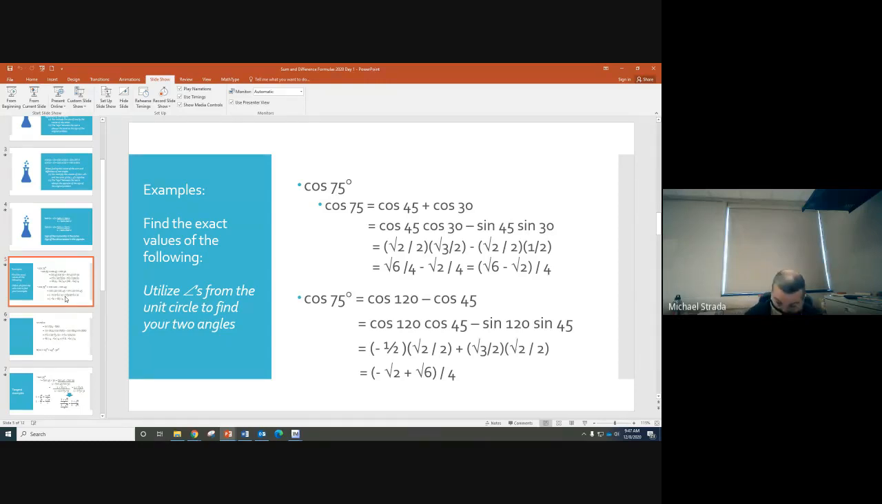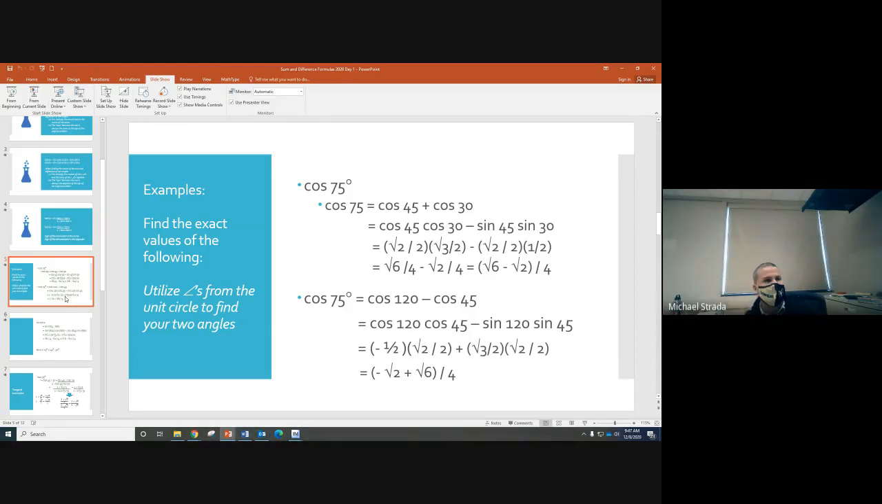So it's up to you. Ladies and gentlemen, with all of these, and I do mean all of these, you're going to end up with a root 2, a root 6, and a 4. Every single one of your answers in these has a root 2, a root 6, and a 4. It's just in a different order and different positives and negatives.